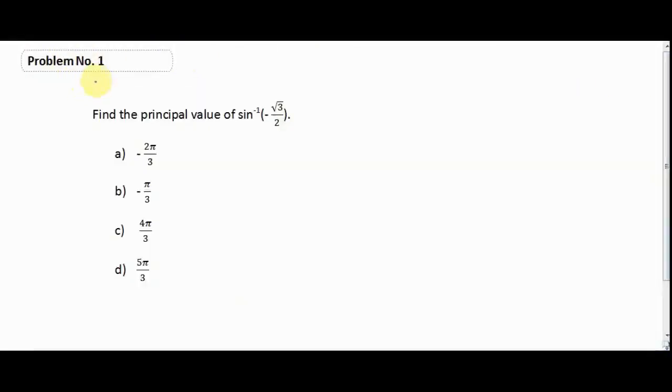Problem number 1. Find the principal value of sine inverse of minus root 3 by 2. So we are asked to calculate the value of sine inverse of minus root 3 by 2. So you may try to solve this by yourself. Please pause the video and try to solve this by yourself. Okay, now coming to the solution.